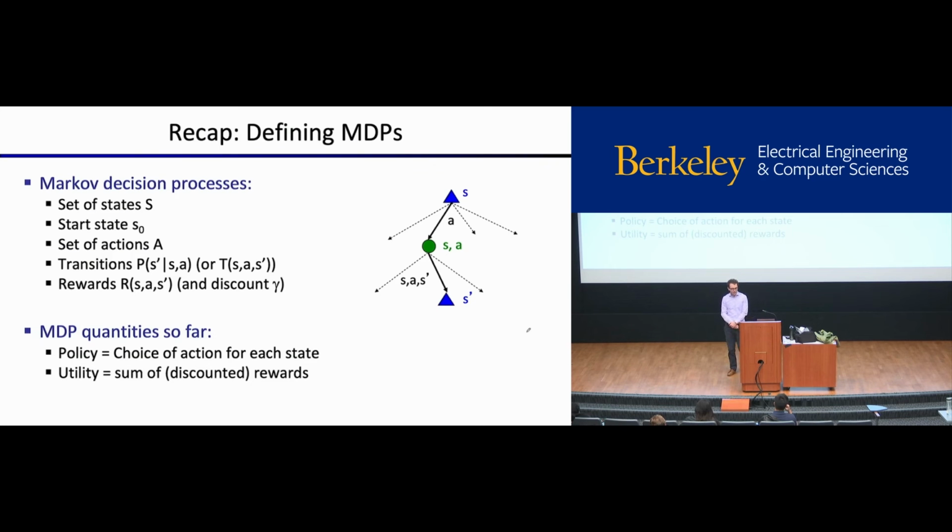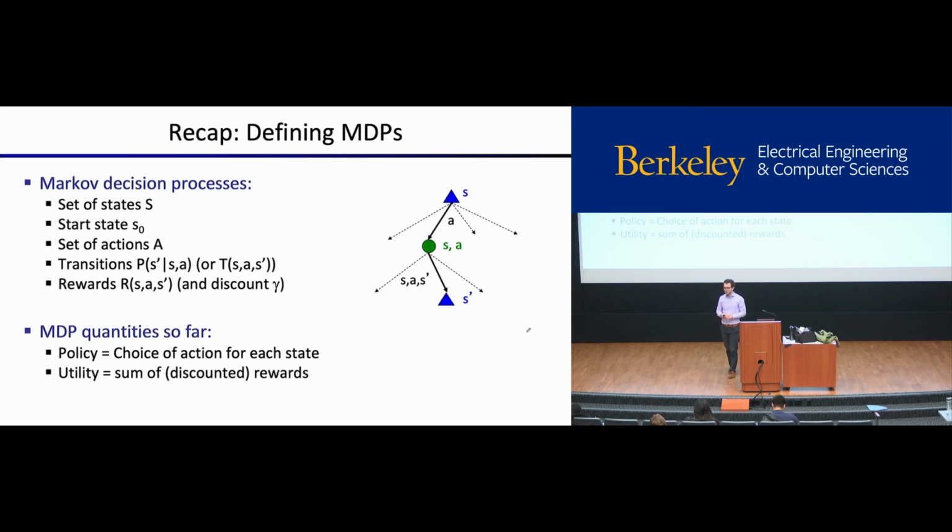All right, recapping here, we're defining these MDPs. We want a set of states. We want a set of actions. We now have a transition function. This is the probability of each state, action, state prime triple. And then we have a reward function that's also defined on these transitions. And we start in some state S0. The goal is to find the policy that maximizes our expected utility.